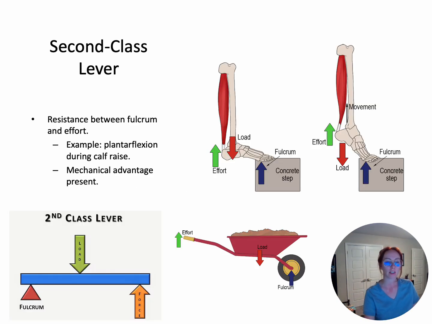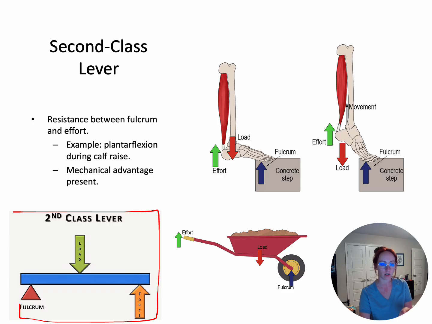And now we have a second class lever. A second class lever is where the resistance is between the fulcrum and the effort. Again, the fulcrum being your joint axis, and the effort being that muscle force. There are different examples that I have listed here, just like a plain picture of how it's laid out. You have the fulcrum, the axis, on one side, and then the load in the middle, and then the force on the opposite end.